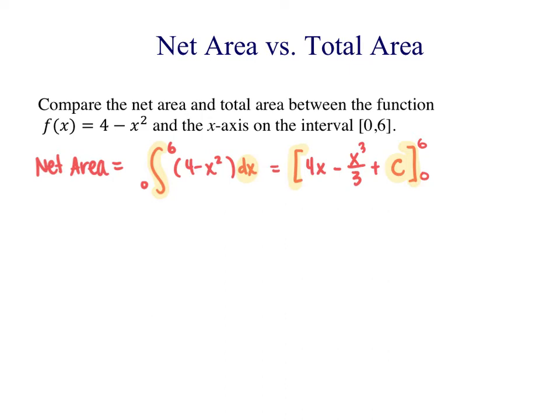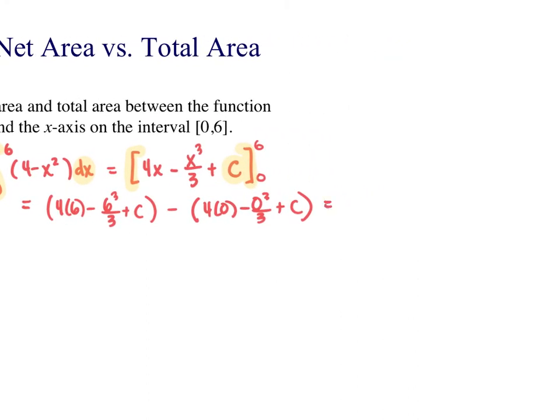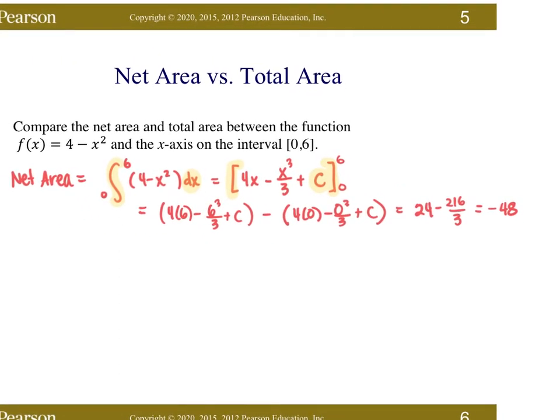Okay, then we'll evaluate this. And so we'll have 4 times 6 minus 6 cubed over 3 plus c, minus 4 times 0, 0 cubed over 3 plus c. So altogether, that's going to turn out to be 24 minus 216 over 3. And so we'll do a math fraction on that, which will give me negative 48. All right, and that answer came out to be negative, and that's fine.